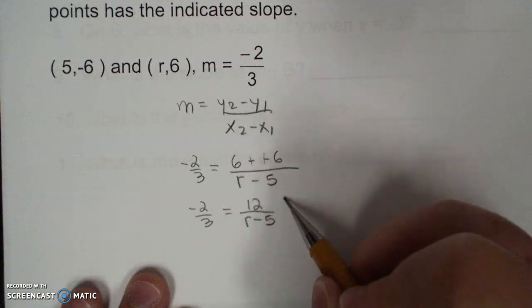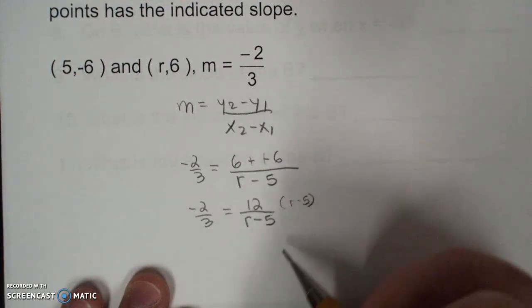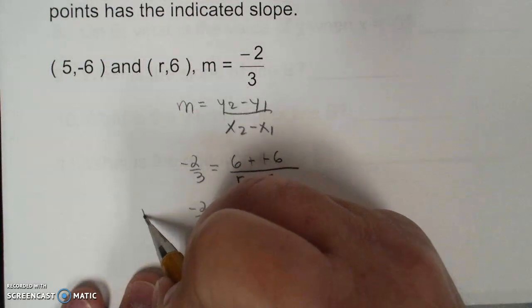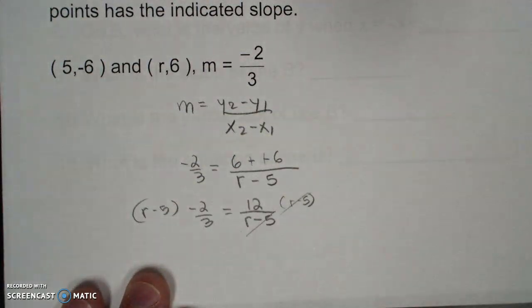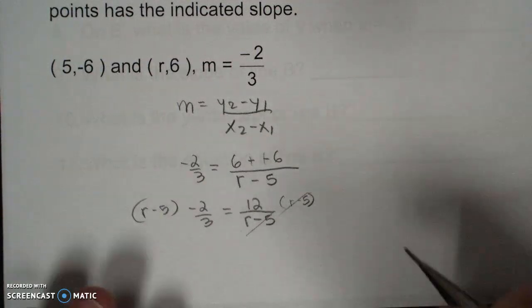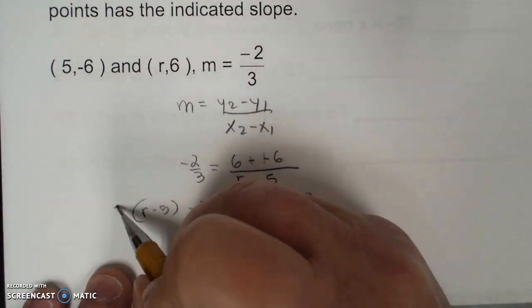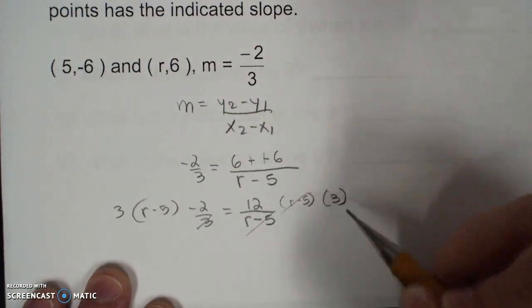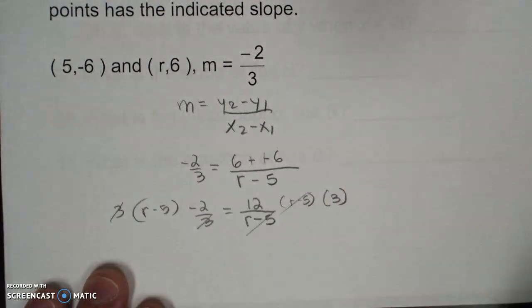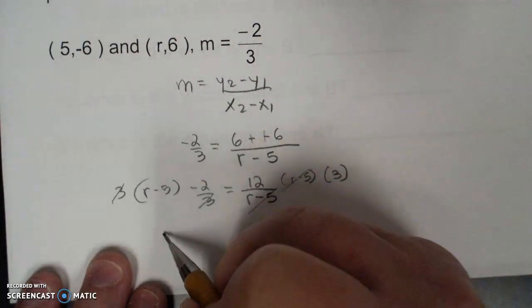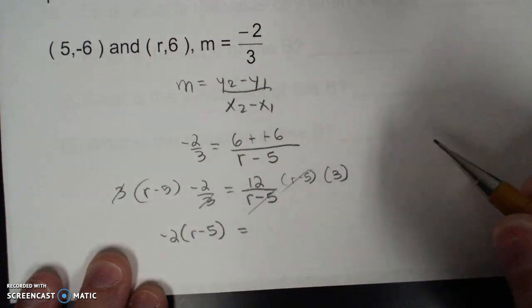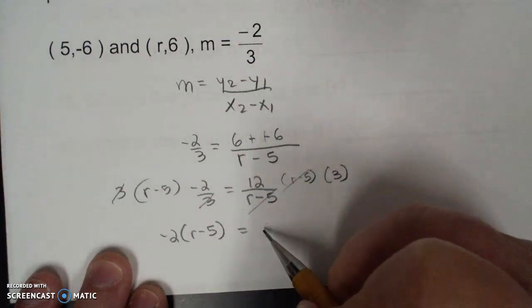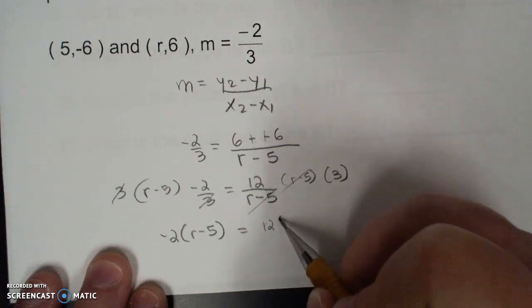To get rid of a denominator, you multiply both sides by the denominator, which causes that to factor out. Then you multiply both sides by the denominator, which causes that to factor out. So you have a negative 2 times r minus 5 equals 12 times 3.